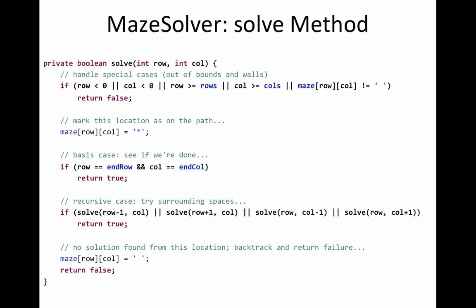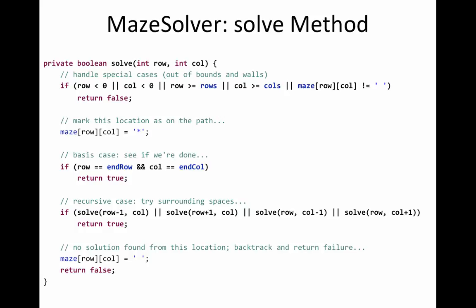As we already said, the first thing we do is handle all the special cases. Are we out of bounds? Are we on a wall? Are we at a part that we have already investigated with the star? If this is the case, return false. Otherwise, keep going and mark this location as if it is on the path. Mark it with a star.